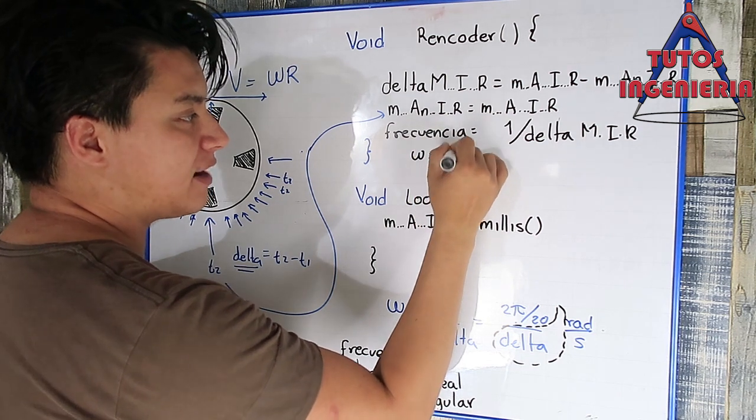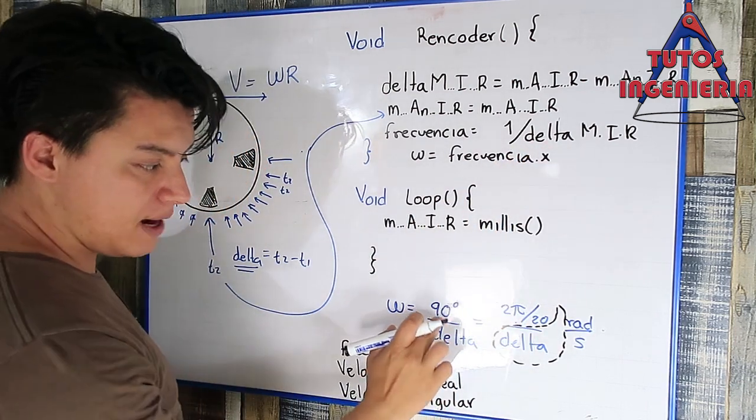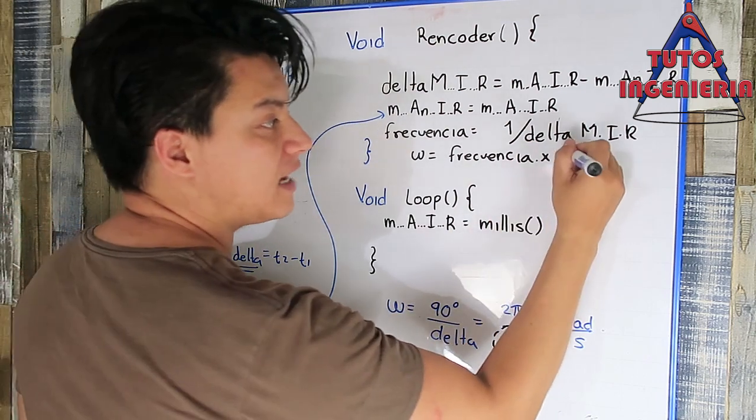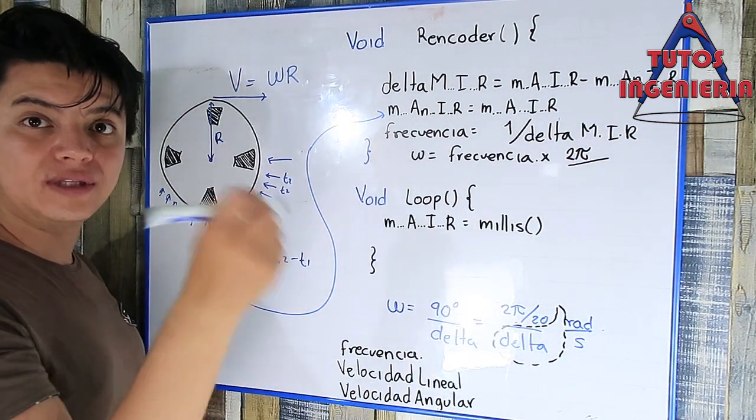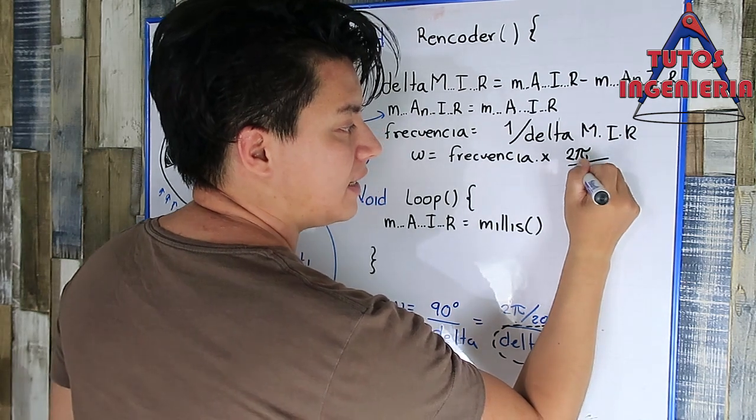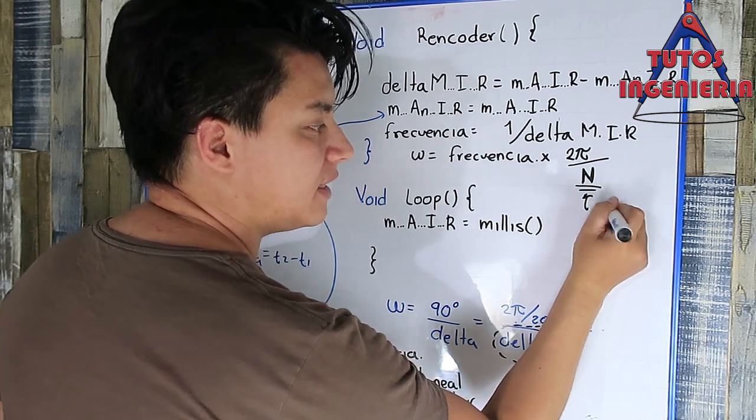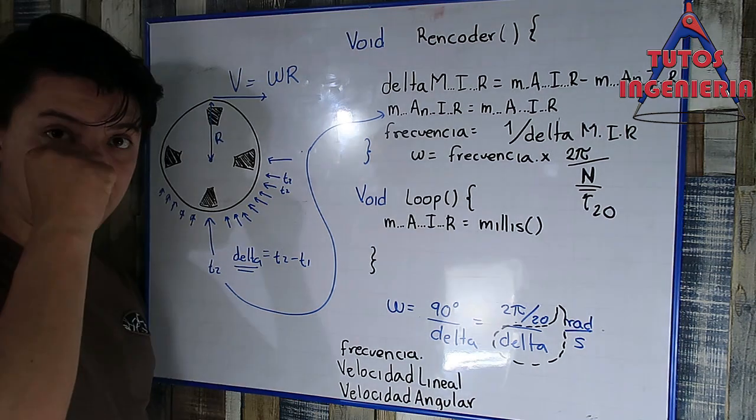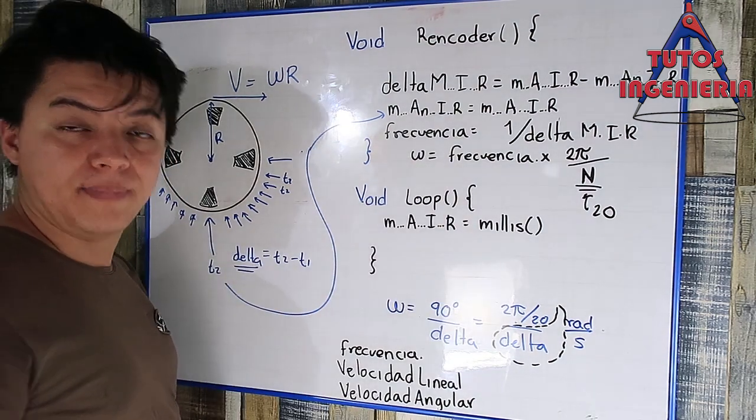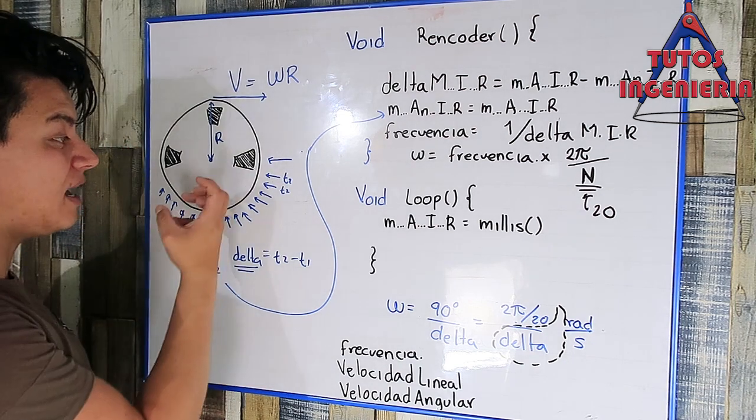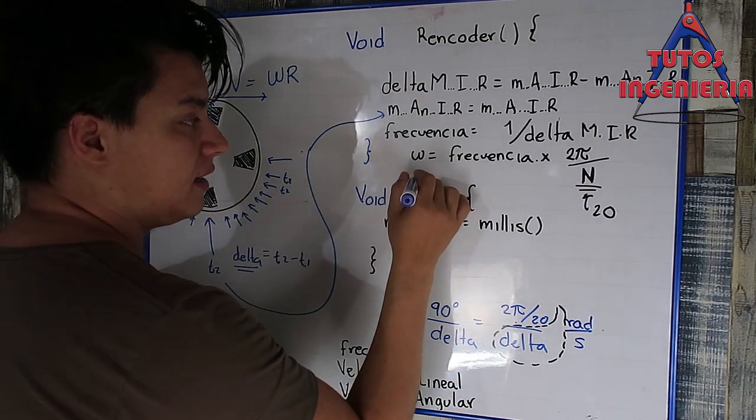Then if we have defined the frequency, we could calculate the angular velocity. The angular velocity is the frequency multiplied by 2π over n. What is n? N is the number of ticks, the number of holes that your encoder has. That is very important. In my case, that n is 20. In your case, you could have 100, 200 and a lot more. I really don't know how many ticks a common encoder has.